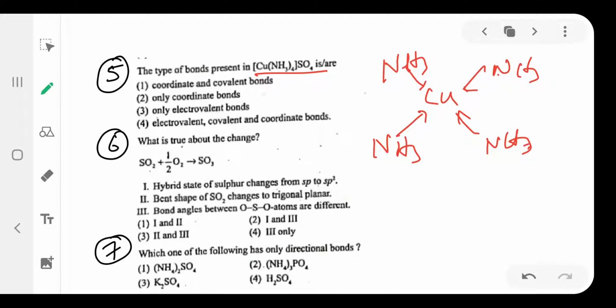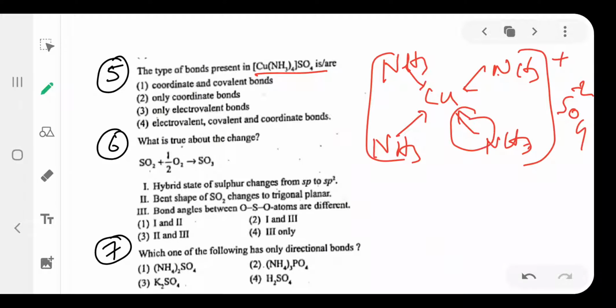Okay. So this is the cation, meaning the complex cation. Then the remaining SO4 minus 2 is the anion. This is the dative bond, the coordinate covalent bond. These are 4 dative bonds. Between this cation and anion, an ionic bond is there.